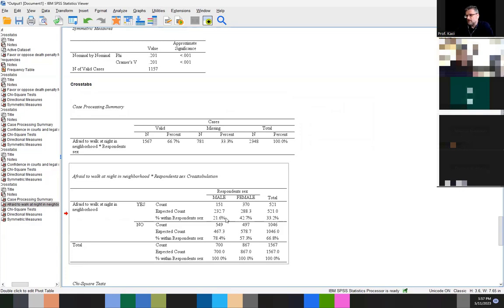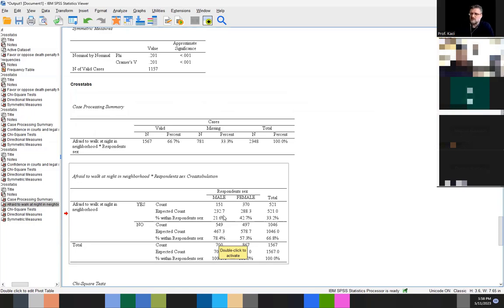What is the epsilon here? Among those who are afraid, how many are females? 42.7. And how many are males? 21.6. So it seems like it's double the percentage of males. And of those who are not afraid, 78.4% are male and 57.3% are female. So here is about 21% difference, and the same thing here, about 21% difference, right?